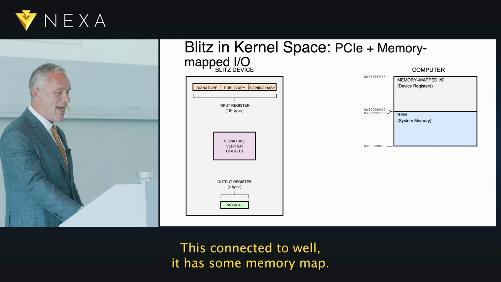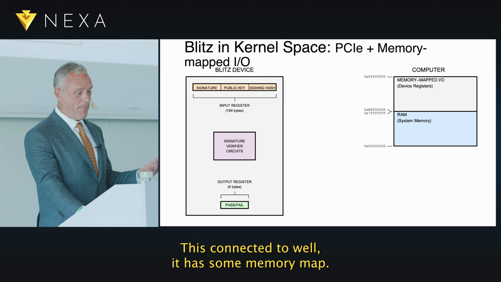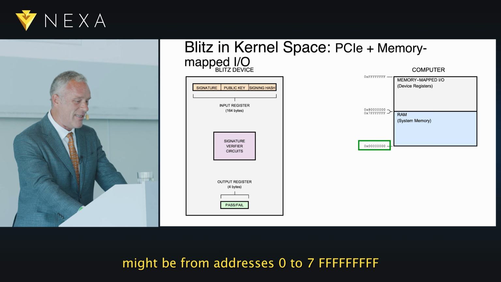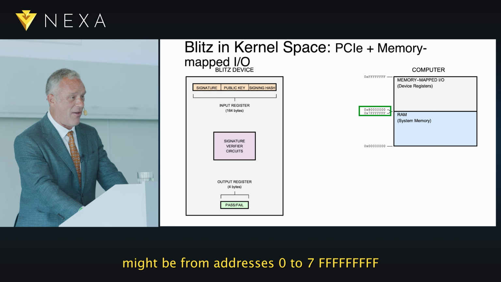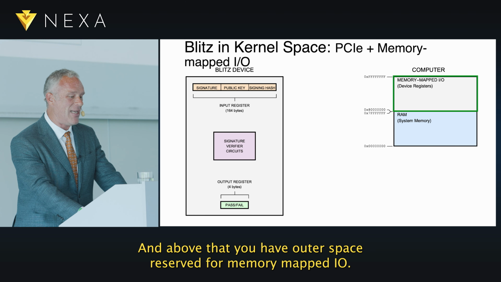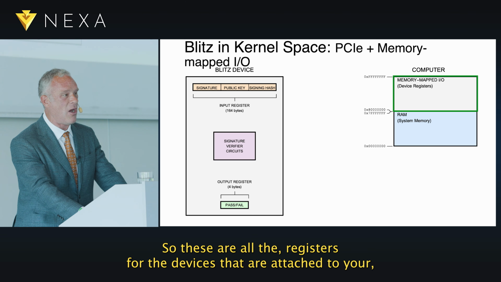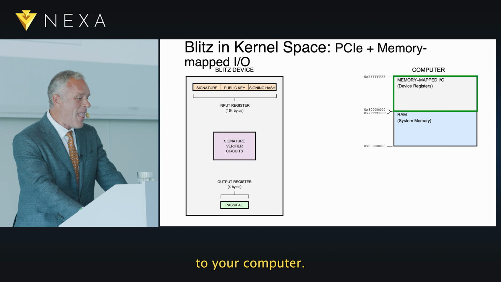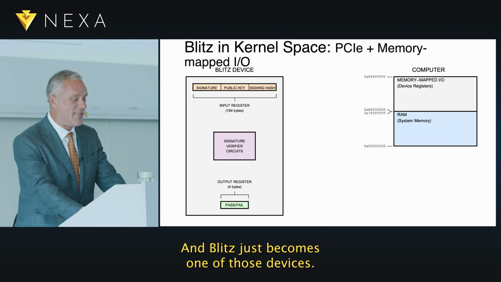Your computer that's connected to it has some memory map. So typically your RAM might be from addresses 0 to 7FFF, so this is a 2 gigabyte machine. Above that, you have address space reserved for memory mapped I/O. These are all the registers for the devices that are attached to your computer, and Blitz just becomes one of those devices.